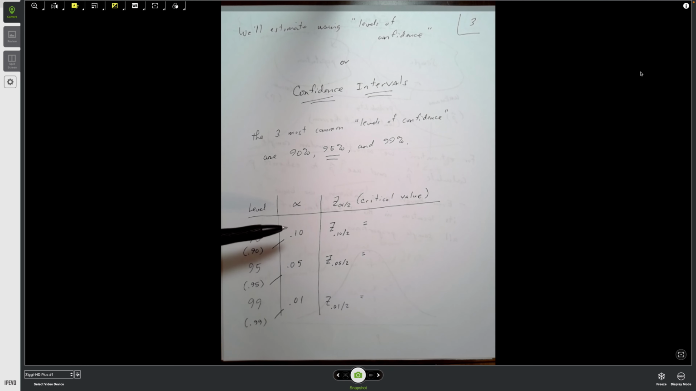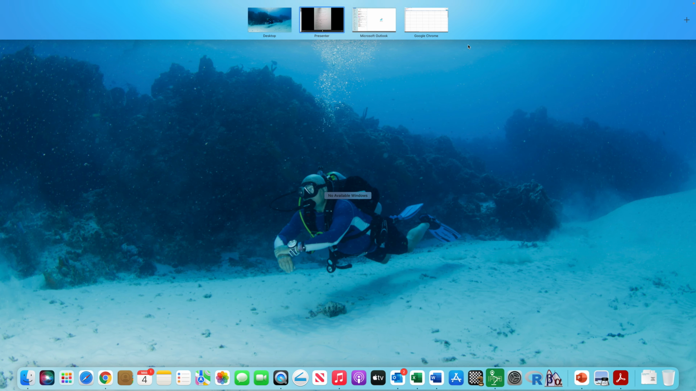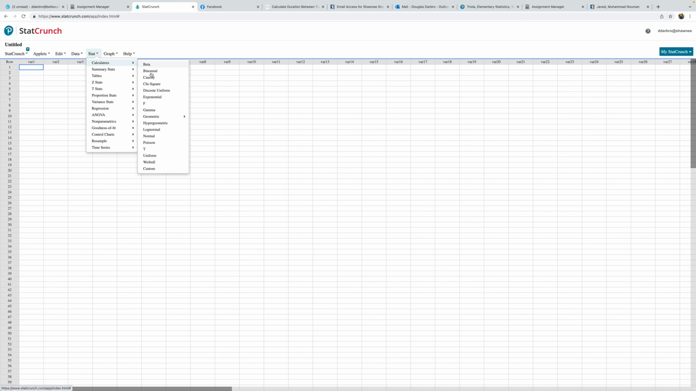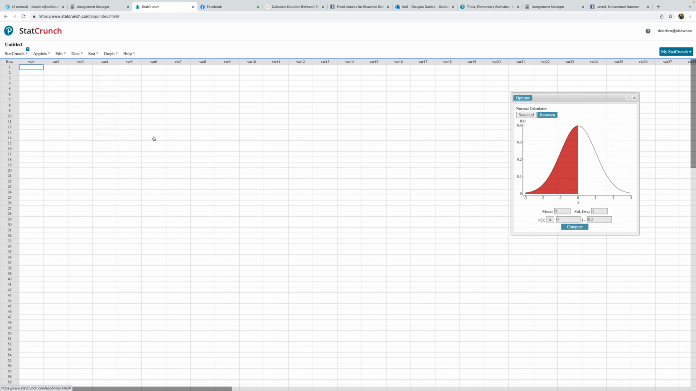Now, in calculating these confidence intervals, we need to be able to calculate the z critical. And what we calculate is z of alpha divided by 2. And I'll explain why 2 in just a second. So let me get out of this and scoot over to StatCrunch. If I'm going to go to the calculator, go to normal, my mean is 0, my standard deviation is 1 because I have z-scores.